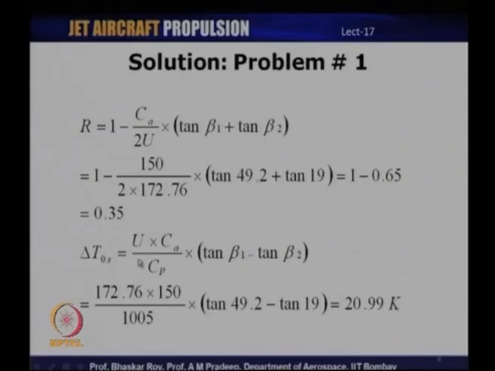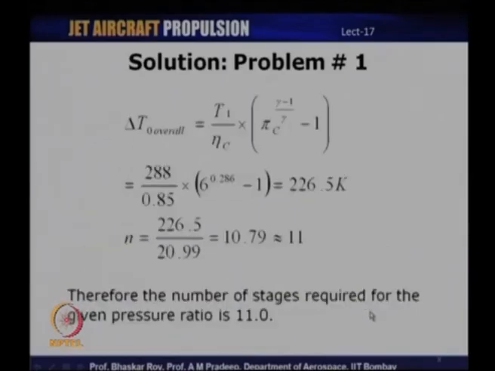When we substitute them, we know u, that is 172.76, C A is known as 150, C P is already specified, tan beta 1 and tan beta 2 are known. So, we get delta T naught for the stage as 20.99 Kelvin. This is the stagnation temperature rise occurring in one stage of this axial compressor.